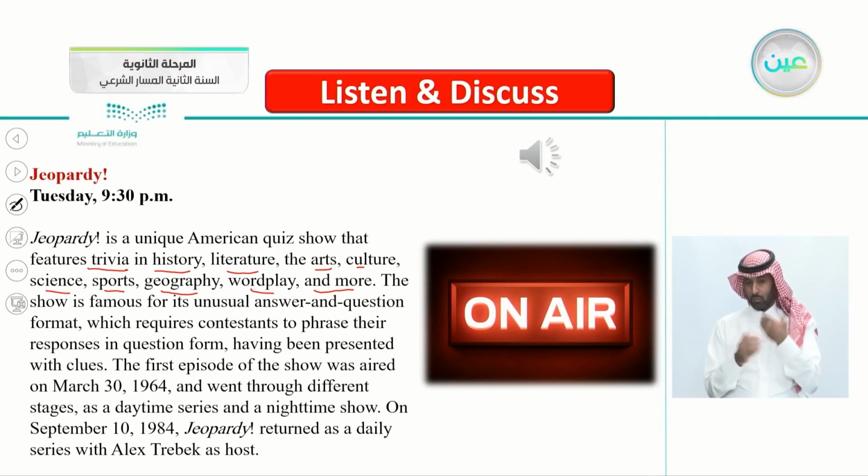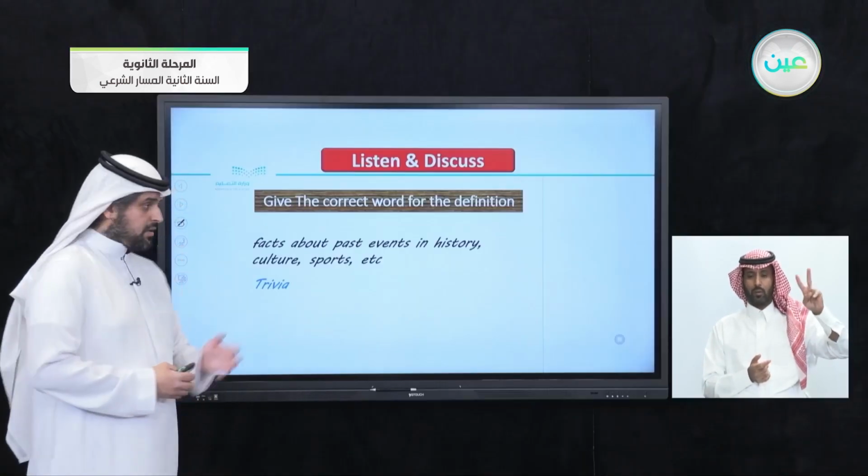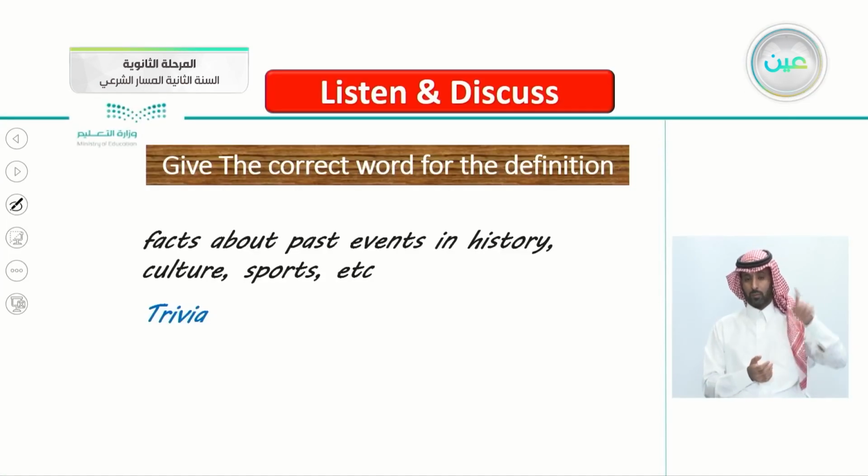Let's jump to the other one, but before that, let's answer this question here. Facts about past events in history, culture, sports, etc. Give the correct word for this definition. This is a definition. Give the correct word, the term for this definition. So which term in the article represents this definition? Let's see the answer here together. It's the word trivia, because I told you to pay attention to this word. So trivia means facts about past events in history, culture, sports, etc.